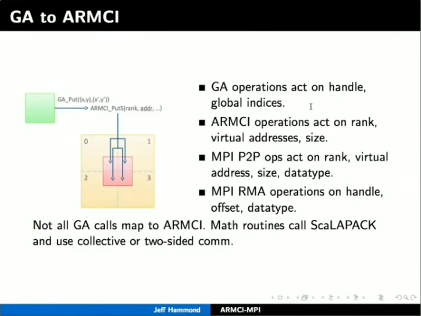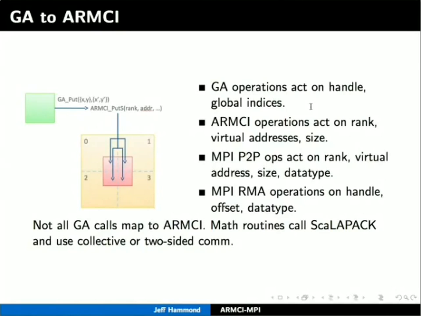So going from global arrays to ARMCI, global arrays, like I said before, takes a matrix object and global indices. So if you have a million by million matrix or something, you can look for any of those elements, and you don't have to specify a process ID. Global arrays internally will translate that information to the remote rank or the local rank that holds the data, and the virtual addresses and the size or the striding pattern, because it's always arrays.